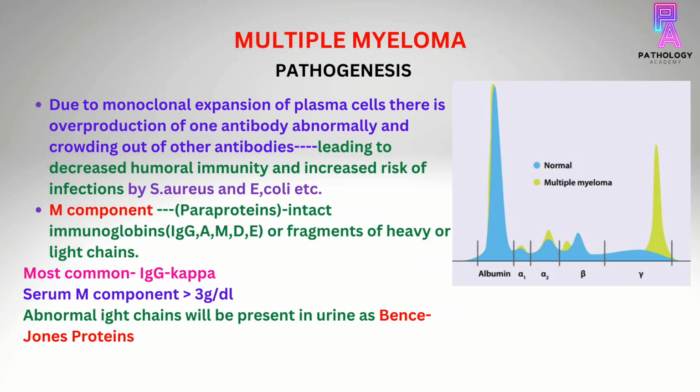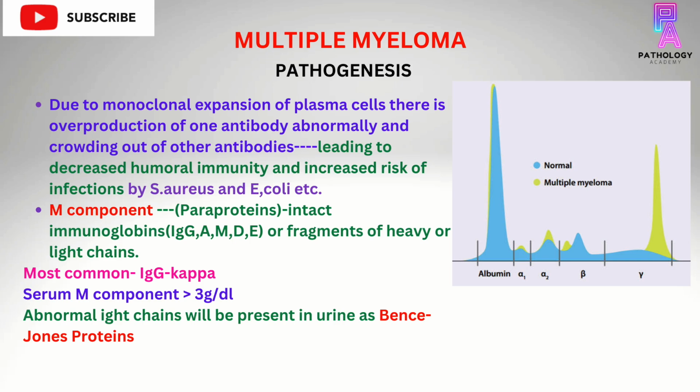Due to monoclonal expansion of plasma cells, there is overproduction of one antibody abnormally. This leads to decreased humoral immunity and increased risk of infections, especially by Staphylococcus aureus, E. coli, etc. Now, what is M component?